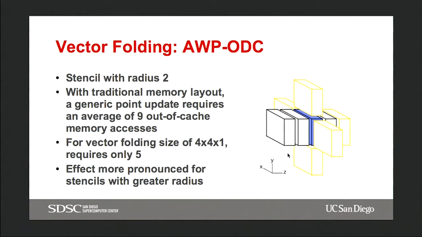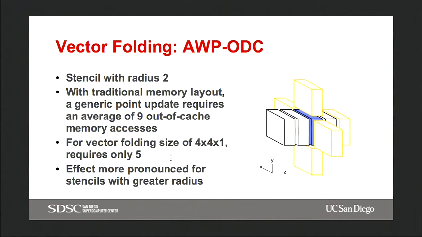The next guy is still in cache. It's just the guy 2 ahead that'll be new. But this time in the Y direction, you just need to look at 1 guy each way because the stencil's radius 2, but each of these blocks is radius 4. So basically, we've reduced the number of cache lines you need to look at from 9 to 5, which is clearly an improvement. So that's the idea behind vector folding. And the effect is even more pronounced with stencils of greater radius.